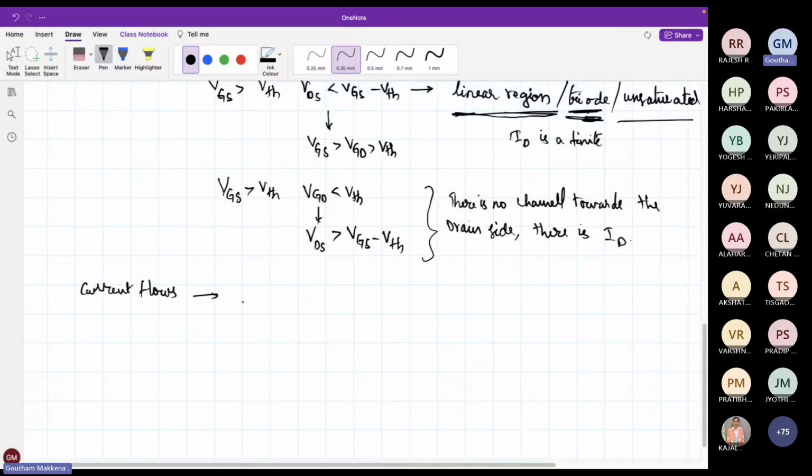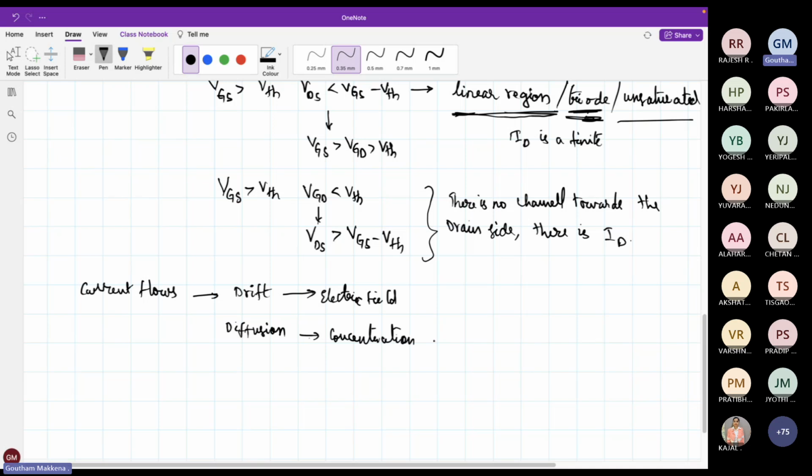In semiconductors, current flows because of two mechanisms. One is drift, the other is diffusion. Again, if you go into semiconductor physics, you'll be studying these two. So drift is because of the electric field that is present, and diffusion is nothing but the concentration gradient.